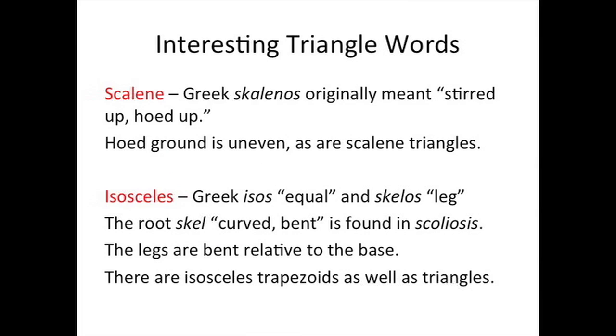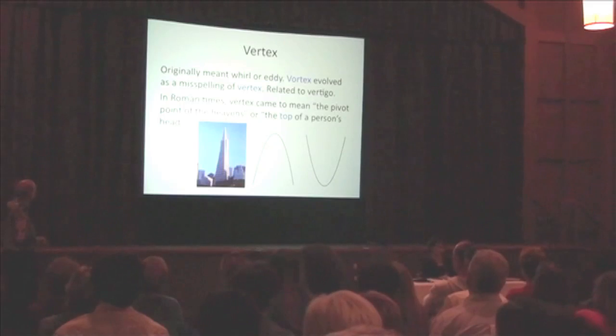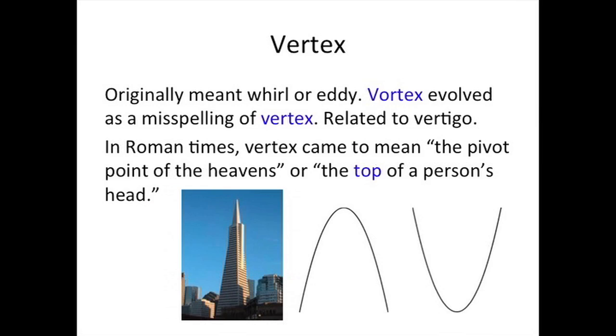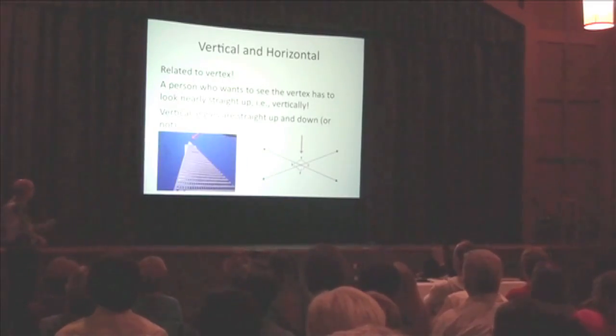Scalene comes from stirred up or hoed up, and it's uneven. Really? Isosceles, iso is equal legs, and the root also means bent. The legs are bent when it's sitting on its base. Vertex, this is fascinating. Originally meant whirl or eddy. Vortex is a mispronunciation. Then the vertex is the pivot point of the heavens. So it's the top of the parabola or the bottom.